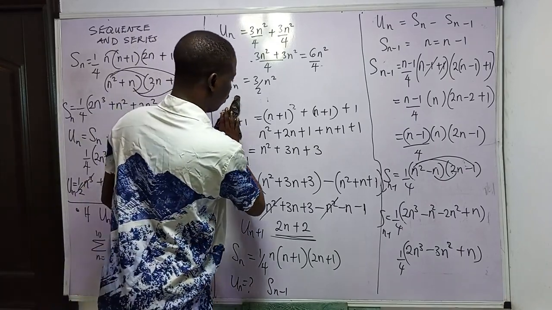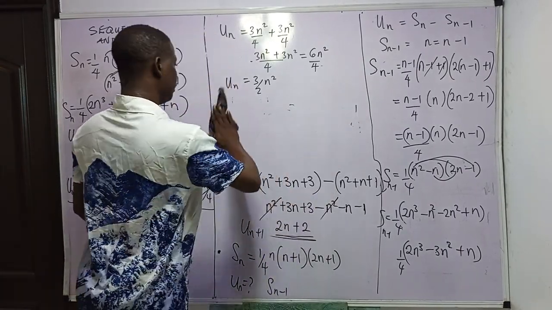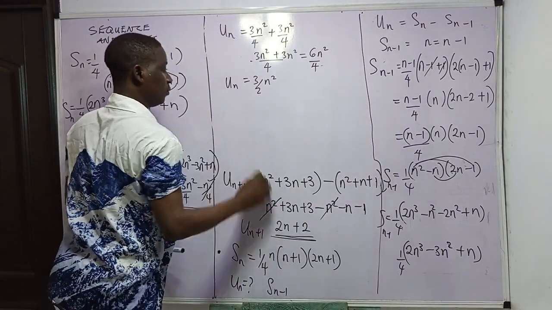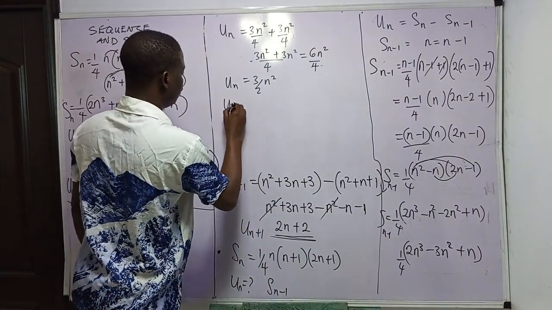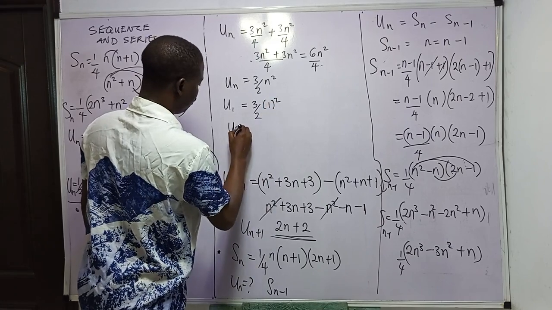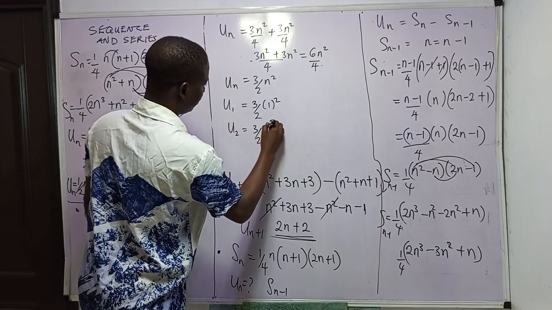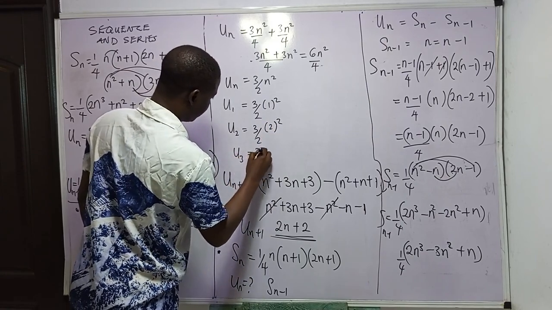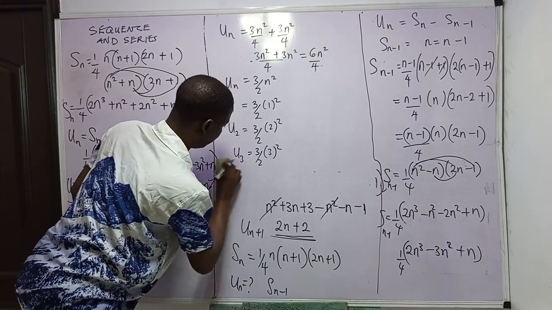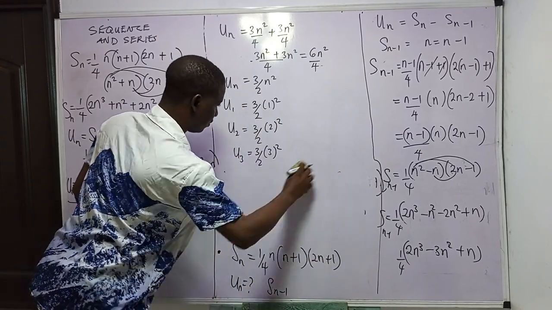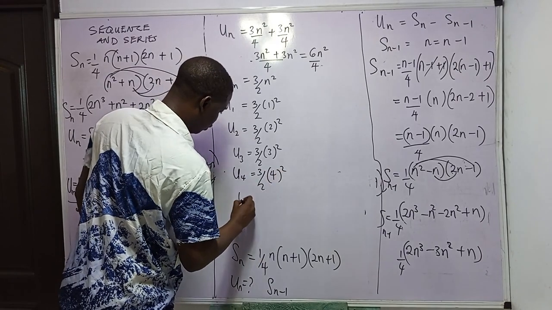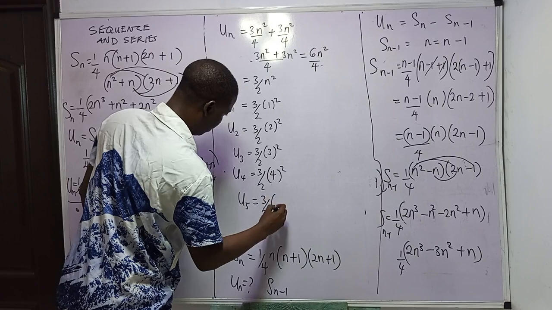We are in place. So what I want to do now to finalize our answer is let us use u1, which will now be equal to 3 over 2 times 1 squared. u2 is 3 over 2 times 2 squared. u3 is 3 over 2 times 3 squared. u4 will be 3 over 2 times 4 squared. u5 will now be 3 over 2 times 5 squared.